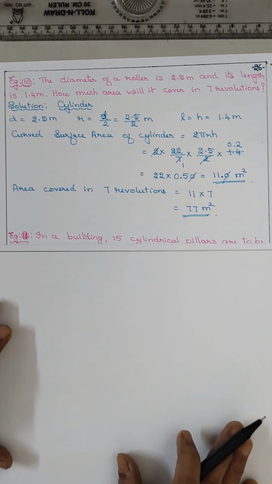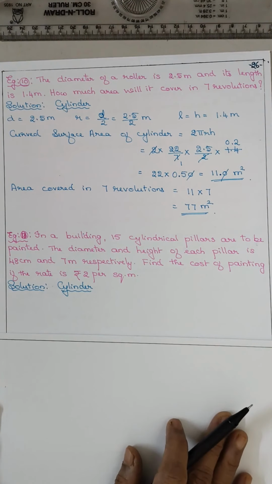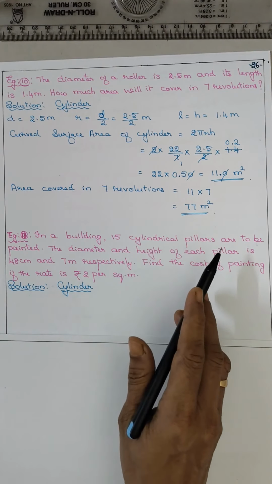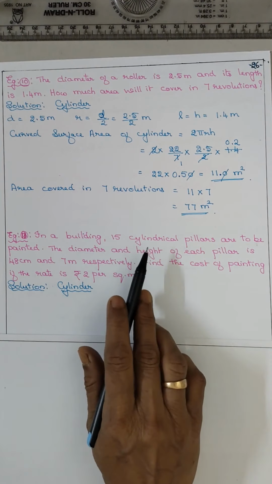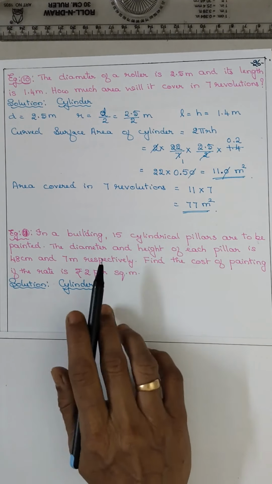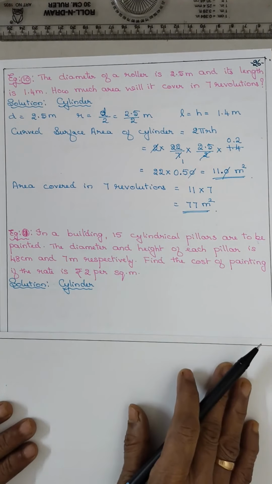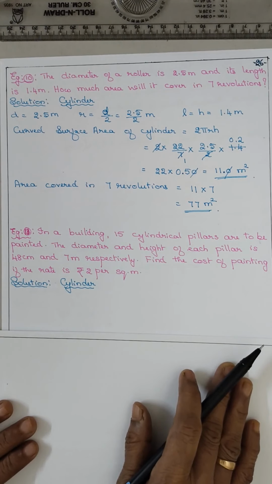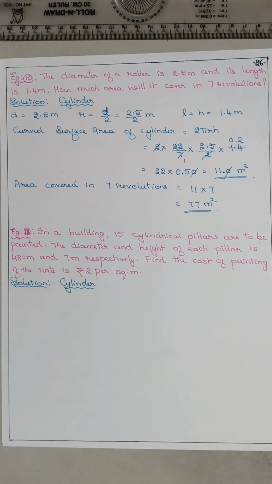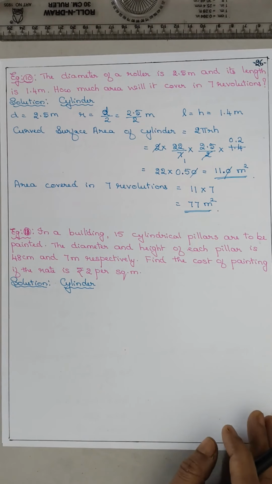Now coming to example 11. In a building, 15 cylindrical pillars are to be painted. The diameter and the height of each pillar is 48 centimeter and 7 meter respectively. Find the cost of painting if the rate is rupees 2 per square meter. So what have they told? There are 15 cylindrical pillars.